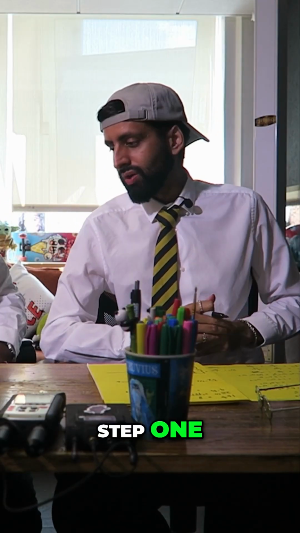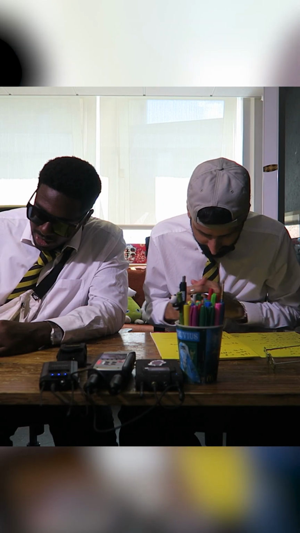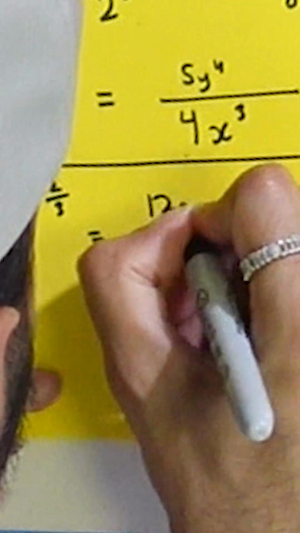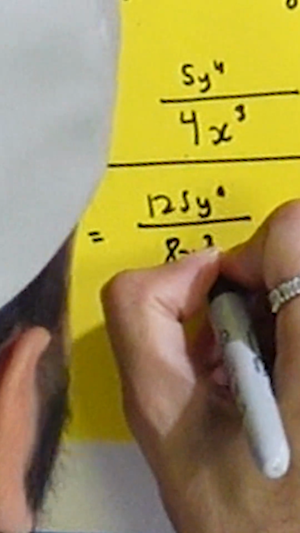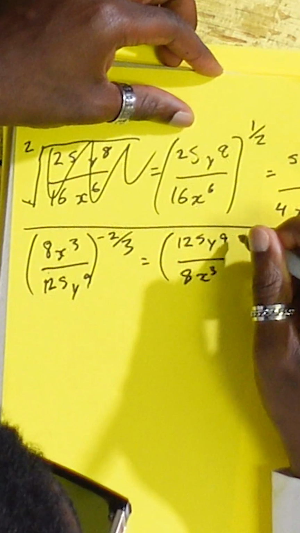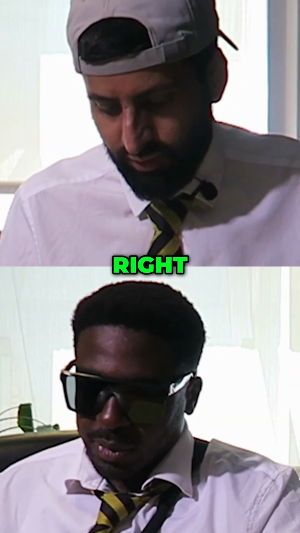Step 1, reciprocal. Reciprocal, yeah? Flip it. Get rid of that minus. Like that. So 125 over 8, y to the 9, x to the cubed, but that's still to the power of 2 over 3. Right. So now we've got to do that.